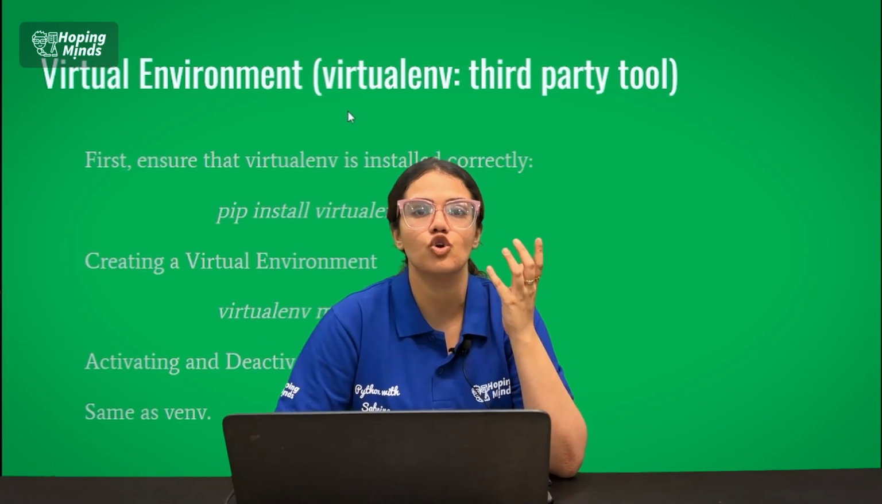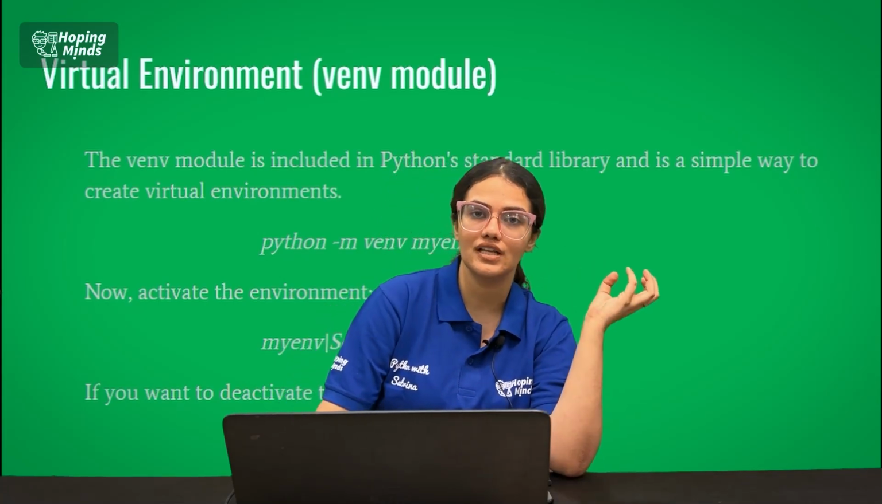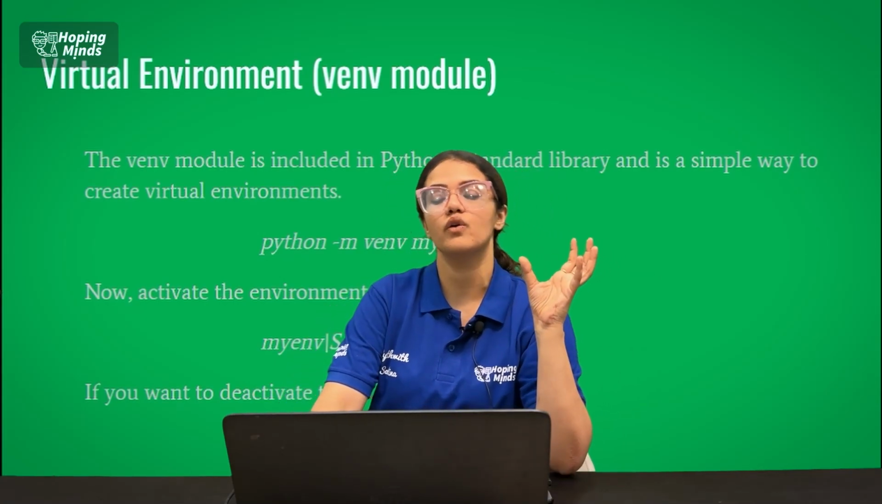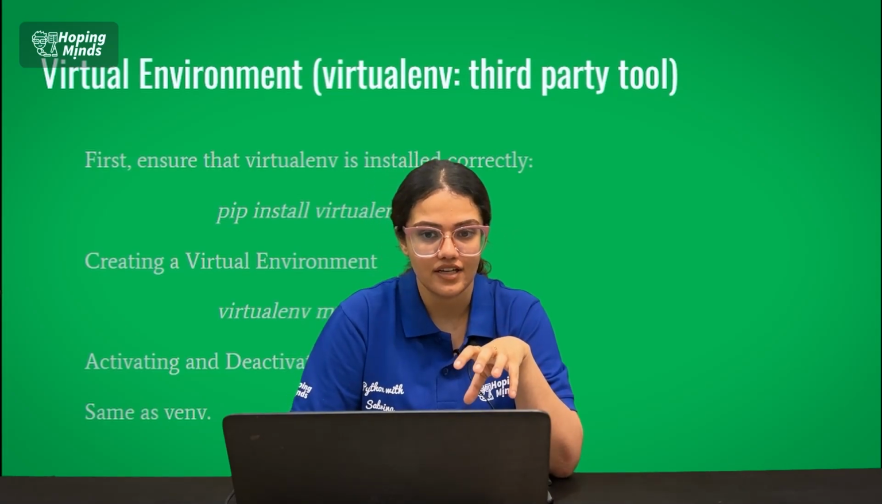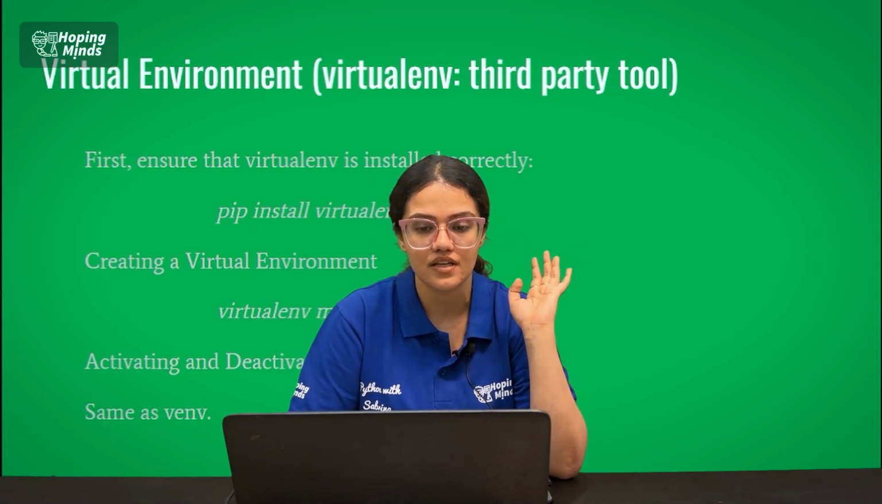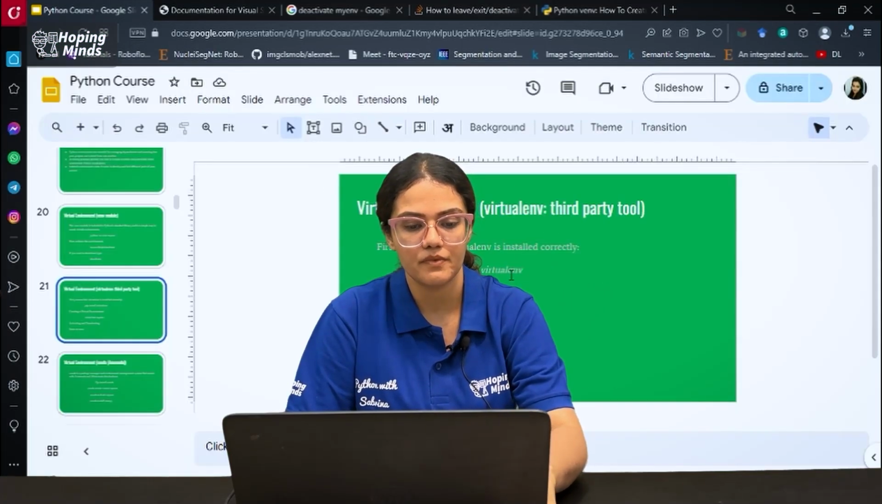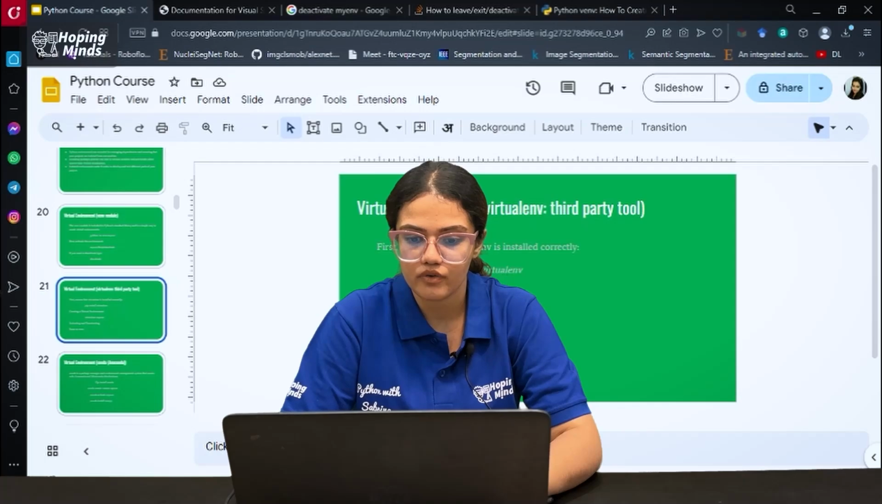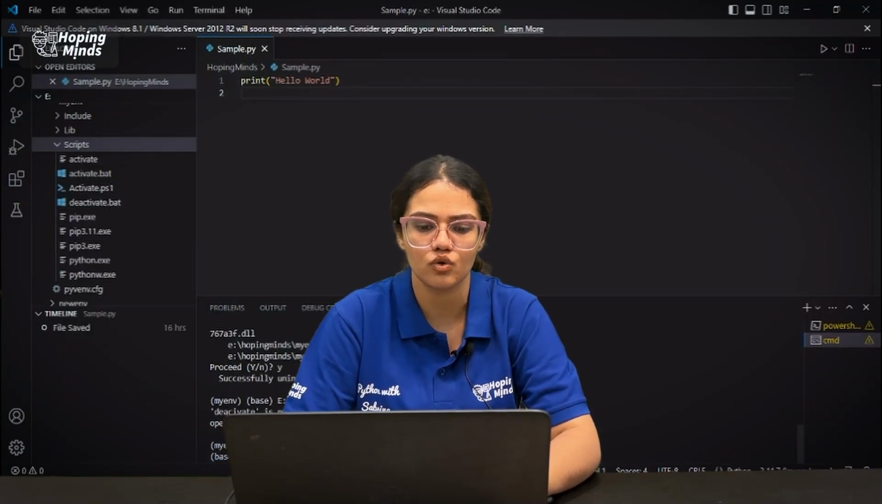What it is not exactly in your Python. For example, the venv module, the last module which we discussed, it was already there in your Python library. But this virtual env, it is not there in your Python libraries. Alright, so make sure that you install these beforehand. Now simply what you will do is pip install virtualenv. Same thing, open your Visual Studio Code.